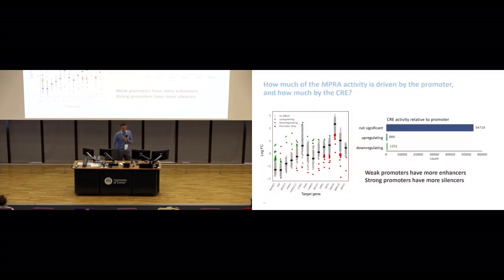The proximity ligation has this feature that it also creates a bunch of fragments where you only have the promoter without any enhancer, and you can use that as your background measure of how much variability you have in this promoter sequence depending on its fragmentation. And then you can see at which point an enhancer sequence significantly enhances or represses this promoter, right? And we can call upregulating and downregulating elements. And we know that weak promoters seem to have more enhancers, while strong promoters seem to have more silencers.